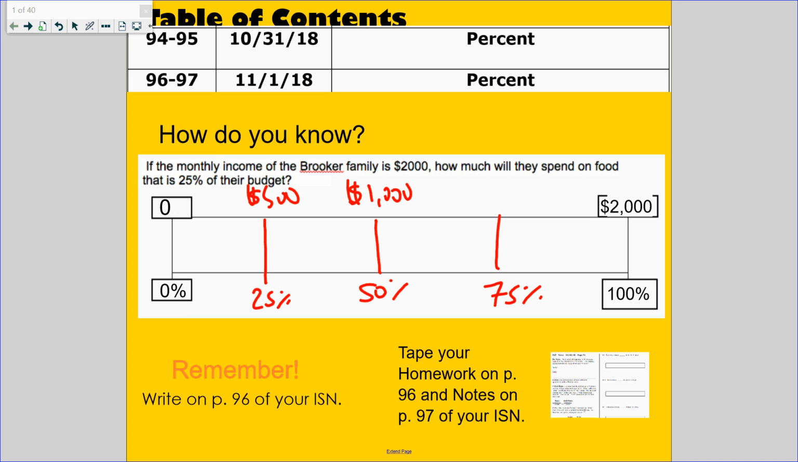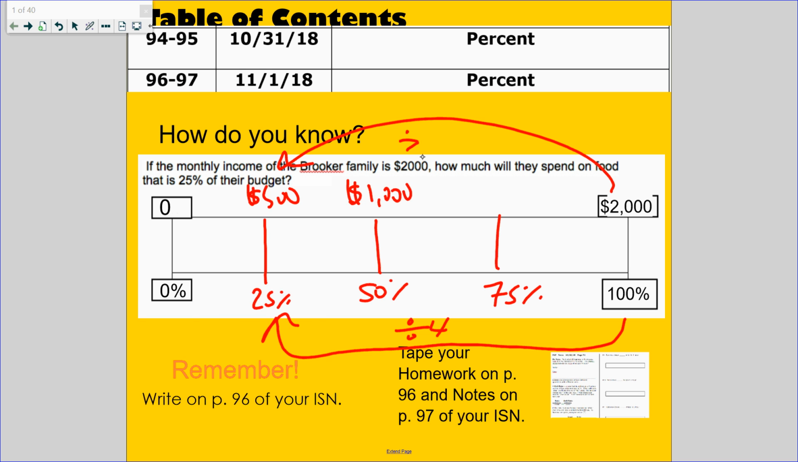Another way you could have solved it is looking at the relationship. How do you break down 100% to 25%? You divide it into fourths. So what's 2,000 divided into fourths? 2,000 divided by fourths is $500. Or you can see an up and down relationship. How do you turn 100 to 2,000? Times 20. What is 25 times 20? $500. Many, many ways to solve this.